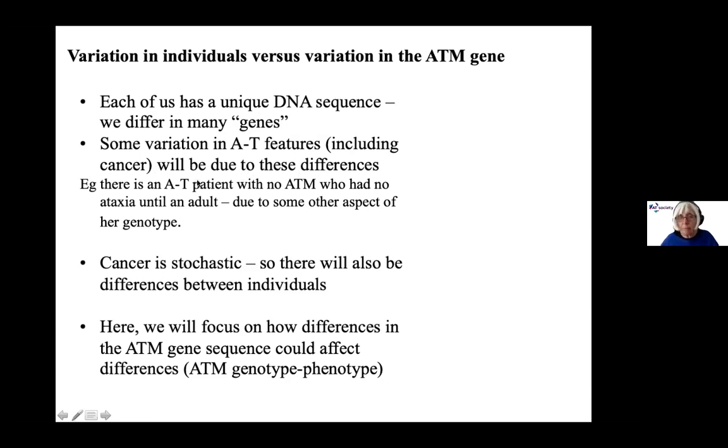And as an example, there is an ATM patient who has no ATM, but she had no ataxia until being an adult. And that difference was due to some other aspect of her genotype. The other issue to remember is cancer is stochastic. Even some of us with normal ATM will get cancer, some won't. So there are going to be differences between individuals.